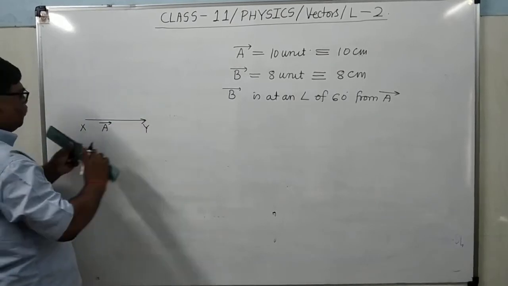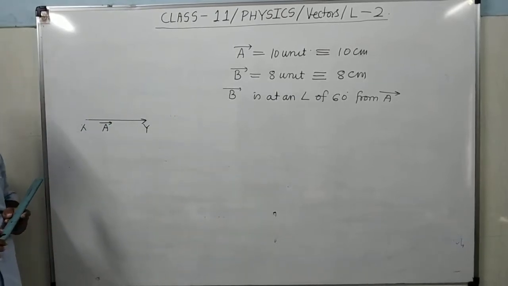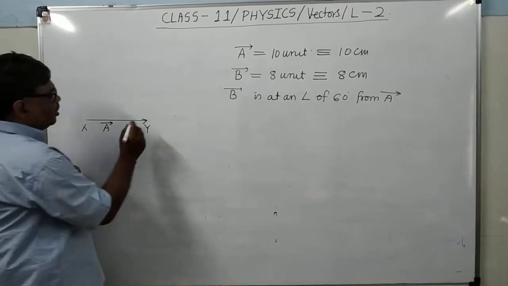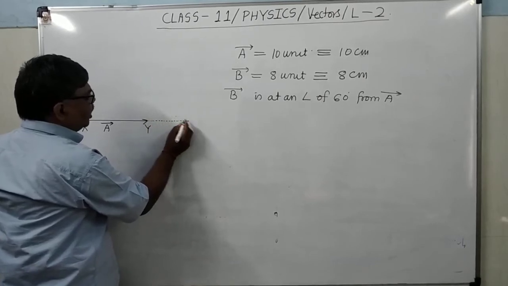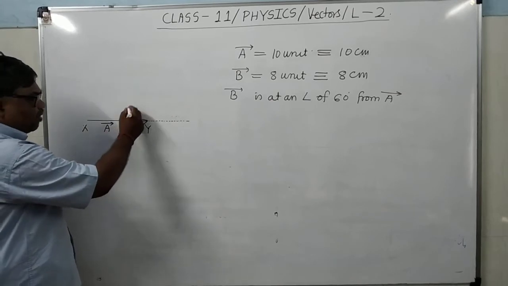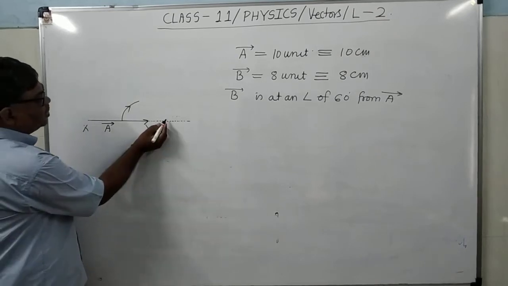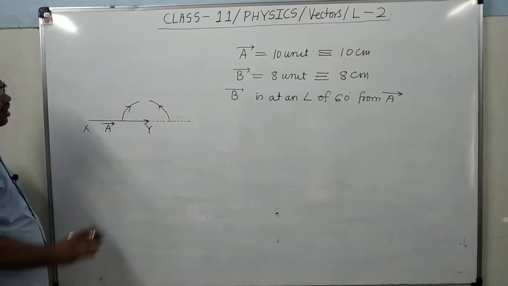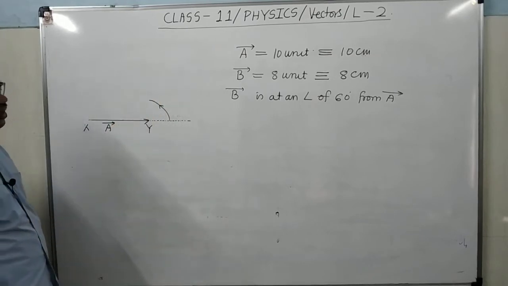Then from the head of the first vector, you draw the second vector making what angle? A 60 degree angle from vector A direction. So see here, the direction of the vector is this. From which side will you measure the 60 degree? Not from this side, because this direction will be clockwise. You will measure the angle from this direction. This is the anti-clockwise direction. So from this direction you will measure the angle, and how much angle? 60 degree.